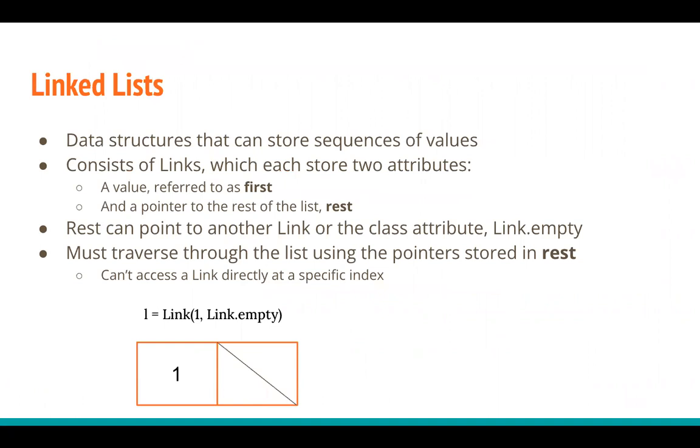So what are linked lists? Essentially, they are data structures that store sequences of values, similar to a lot of other data structures. But for linked lists specifically, they consist of links, which each store two attributes.